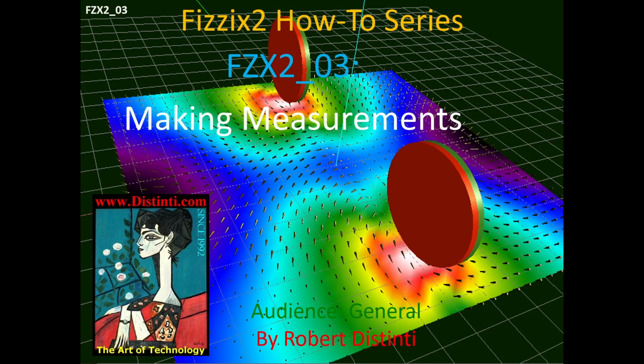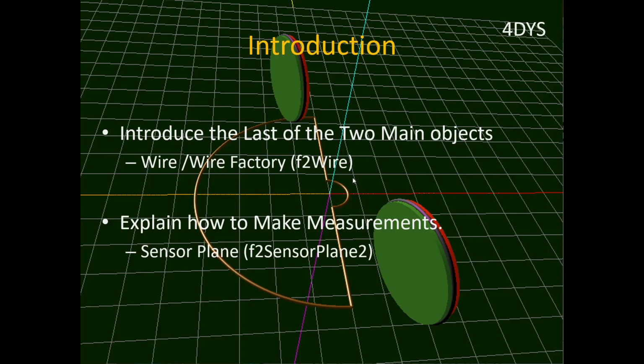Video number 3, we're going to talk about making measurements with the FZX2 software. So first we're going to go over the last of the two main objects, and that's the wire factory and the sensor plane, or actually sensor plane 2. The reason why these work out good is because these are actually part of taking measurements.